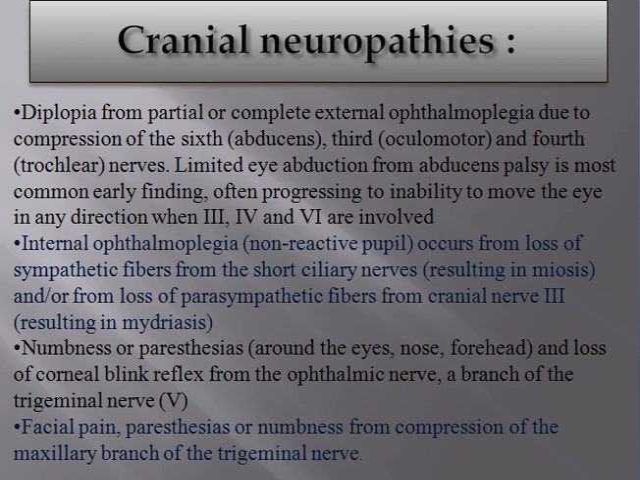Numbness or paresthesias around the eyes, nose, and forehead, and loss of corneal blink reflex occur from involvement of the ophthalmic nerve, a branch of the trigeminal nerve. Facial pain, paresthesias, or numbness result from compression of the maxillary branch of the trigeminal nerve.